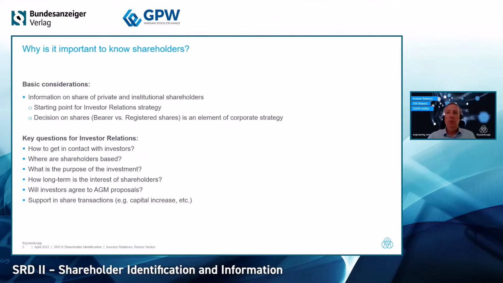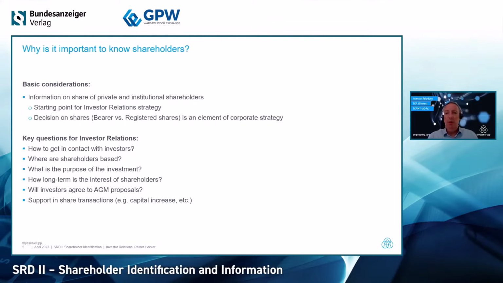So in our case, for instance, we are in military vessels. So the submarines we produce are not yellow, they are gray. And some investors have concerns. That's fair. But that's also something we address transparently in our IR work. But you have to know who your shareholder is, who is conscious about that, so that you can address these topics in the right way. And therefore, to answer all these questions, I think SRD II, shareholder identification, provides a very solid basis for these kinds of decisions.